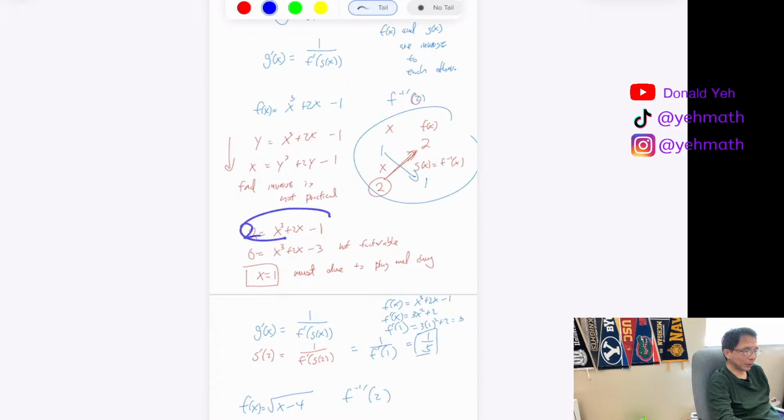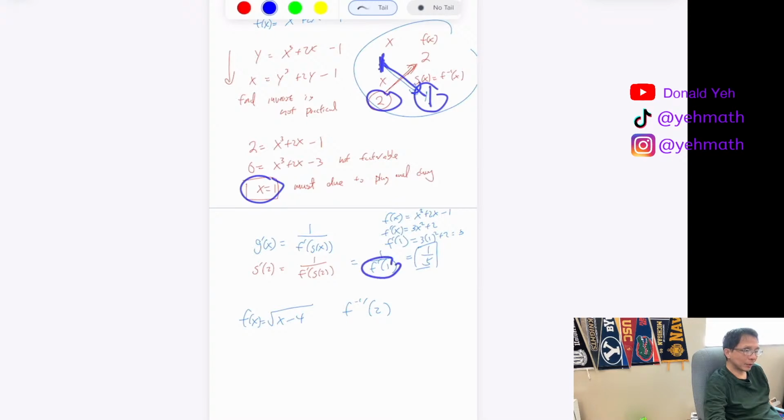So I plug in 2 equal to this. I find out when x is equal to 1. So this is 1. That's the only time it makes sense. Now I'm going to go to here. That's 1. So g of 2 is actually 1. So I become f prime of 1, and I just take a derivative and plug in 1.